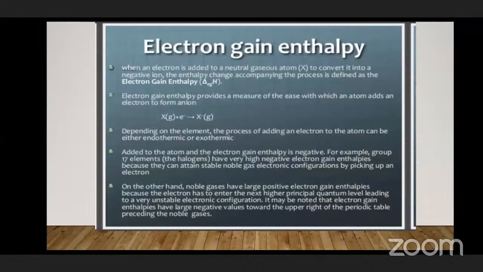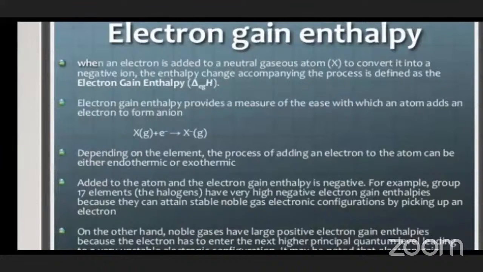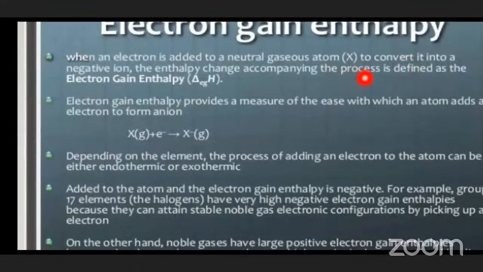See children, electron gain enthalpy: when an electron is added to a neutral gaseous atom to convert it into a negative ion, the enthalpy change accompanying the process is defined as electron gain enthalpy. In ionization, an electron is removed, but here an electron is added to the neutral gaseous atom. What is going to happen when an electron is added to the neutral gaseous atom? Some energy is released by adding the electron, and that element gets which charge? Negative charge.